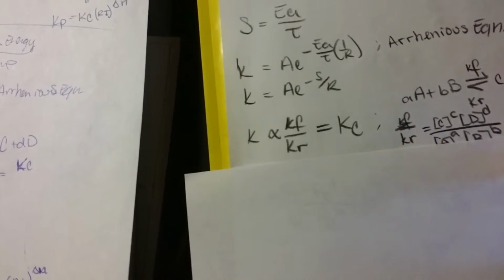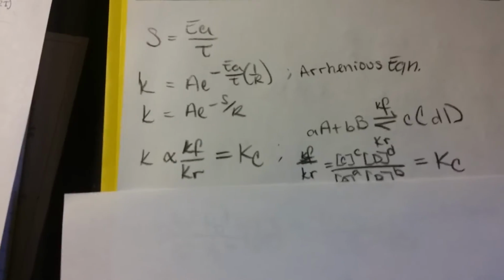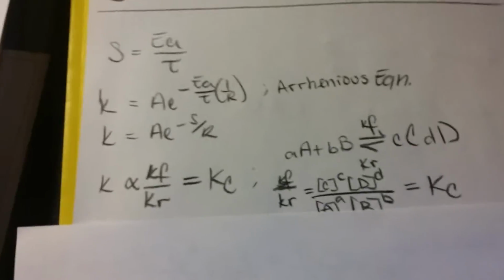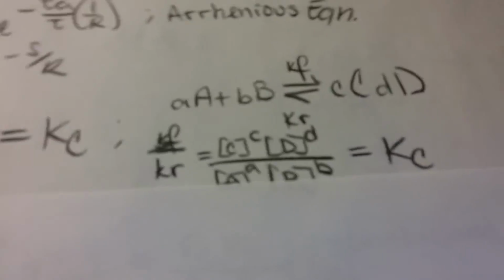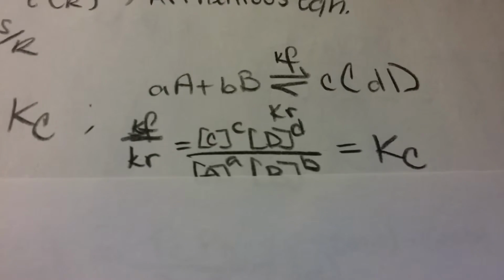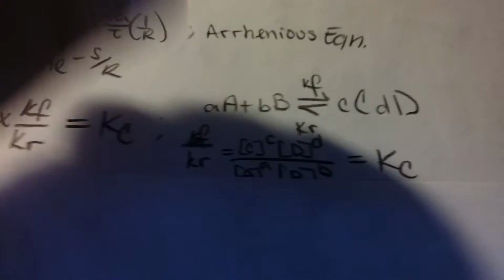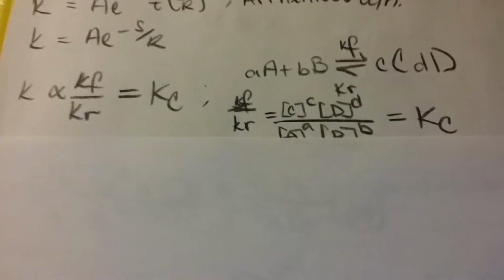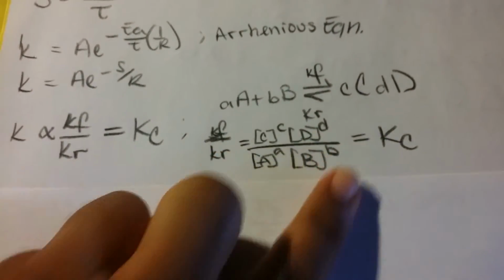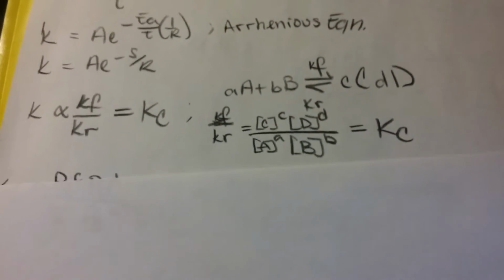And then we can relate the rate constant to the ratio of rate constants, which equals the equilibrium rate constant Kc. So given a reaction, aA plus bB will give us cC plus dD. So we have the ratio of rate constants given this function equals our equilibrium constant.